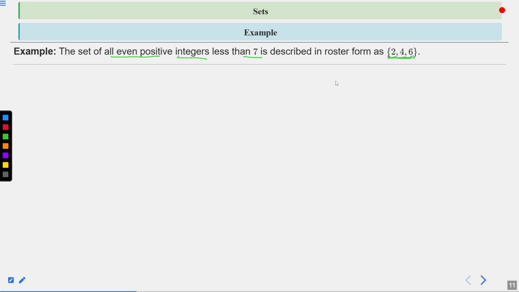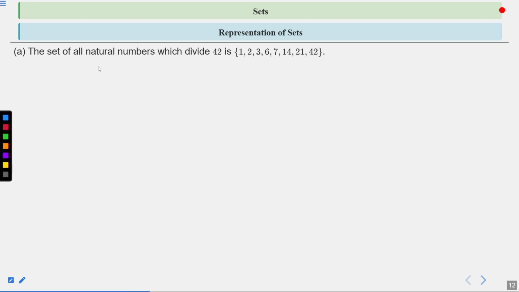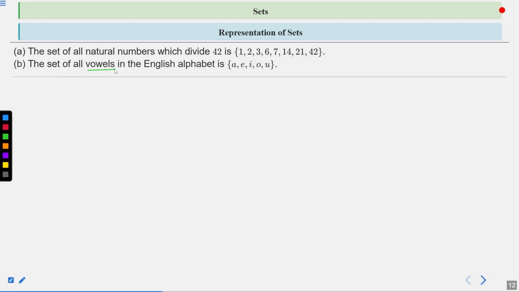Clear? Now another example. The set of all natural numbers which divide 42. So 1 divides 42, 2, 3, 6, 7, 14, 21 and 42. These are all the numbers which divide 42. And in roster form, we write them in this format, enclosed in curly braces and separated by commas. The set of all vowels in the English alphabet, simply 5 vowels, A, E, I, O, U. In roster form, we write it in this form.